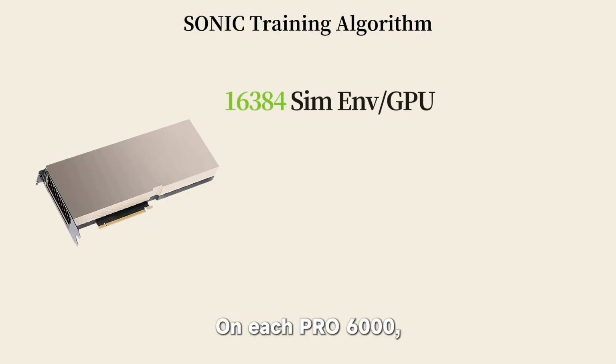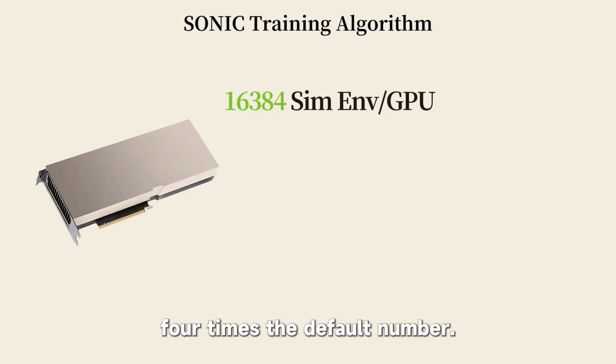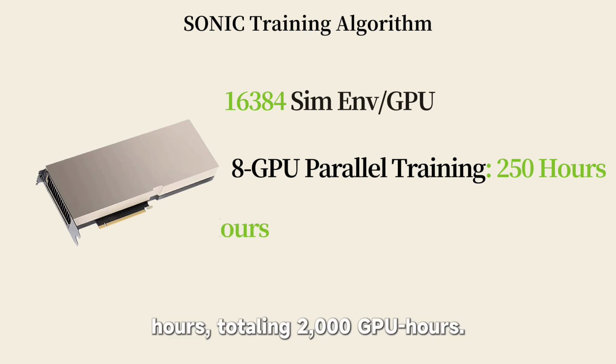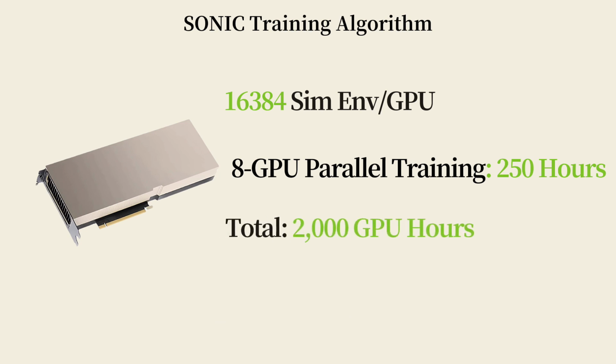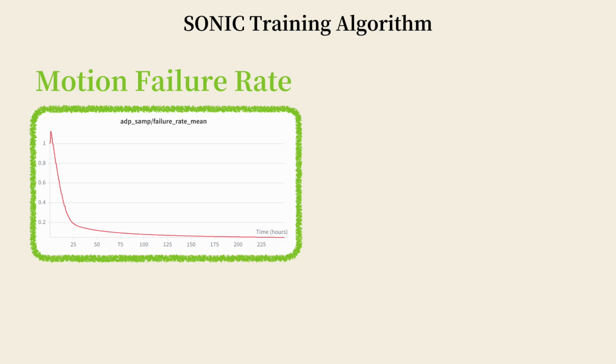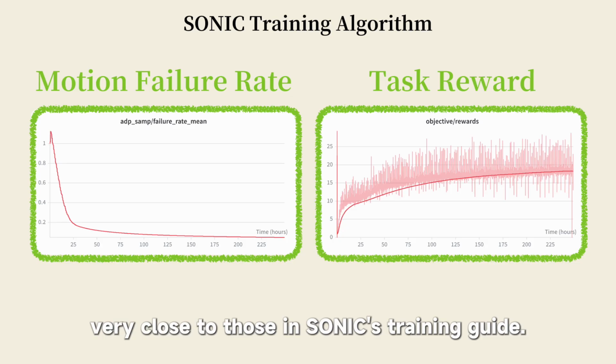On each RTX Pro 6000, we ran 16,380 simulation environments at once, 4 times the default number. 8 GPUs trained in parallel for 250 hours, totaling 1,000 GPU hours. Its sample count was already close to the default 9,000 GPU-hour run. And our training metrics converged to levels very close to those in GEAR-SONIC's training guide.